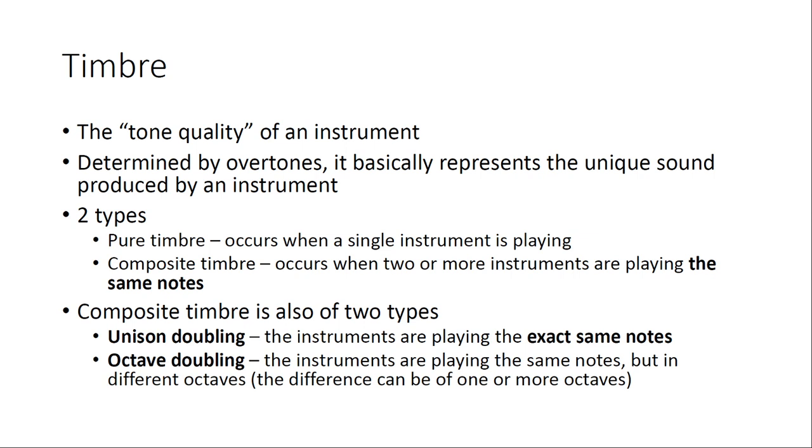However, the same notes can either be in the exact same octave, or they can be the same notes, C, D, E, F, G for example, but in a different octave. Hence why the composite timbre has two subtypes. The first one is called unison doubling, which occurs when, say, a violin and a viola are playing the exact same notes. And octave doubling, which occurs when a violin and a viola are playing the same notes, but one of them plays them higher or lower than the other. The difference can be of more than one octave, as we'll see a bit later.